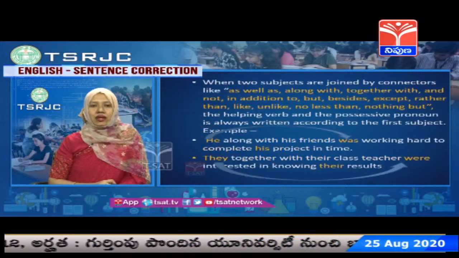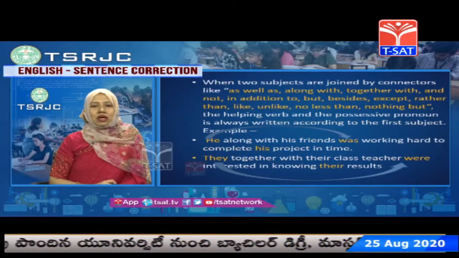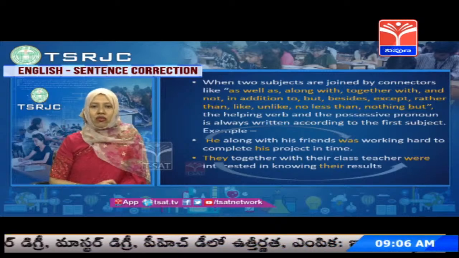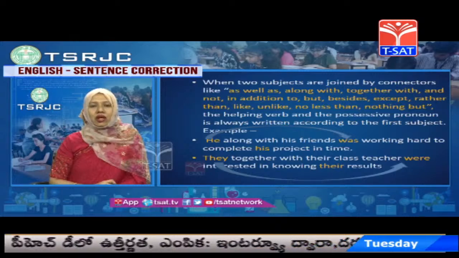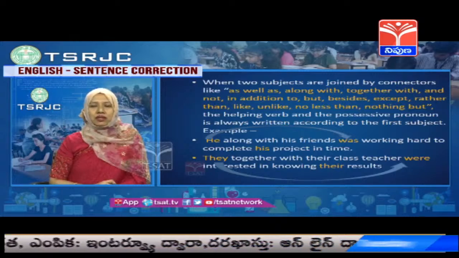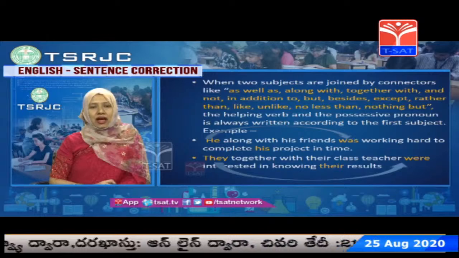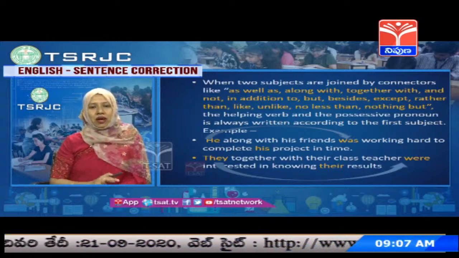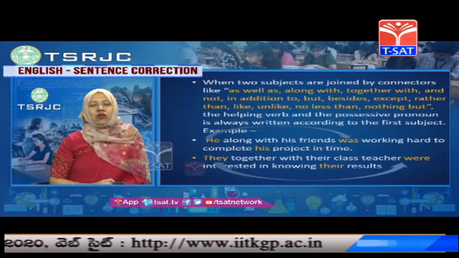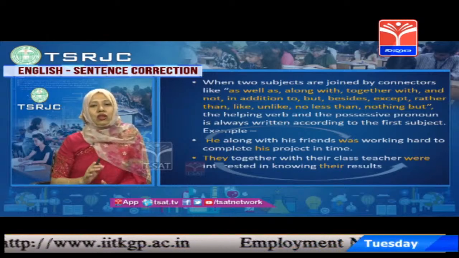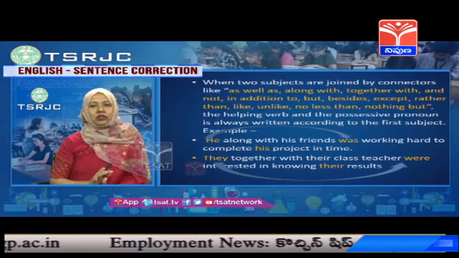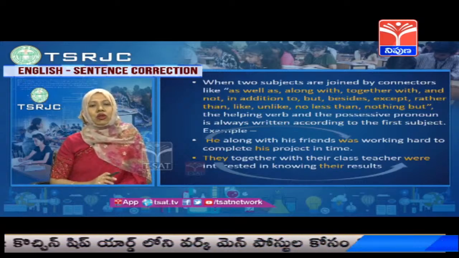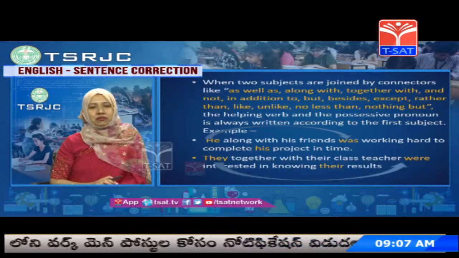Now let us look at the example. When two subjects are joined by connectors like as well as, along with, together with, and not, in addition to, but, besides, except, rather than, like, unlike, no less than, or nothing but, we should always use the helping verb and the possessive pronoun according to the first subject.